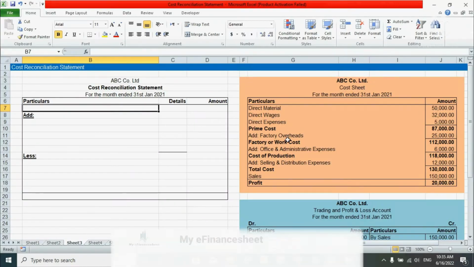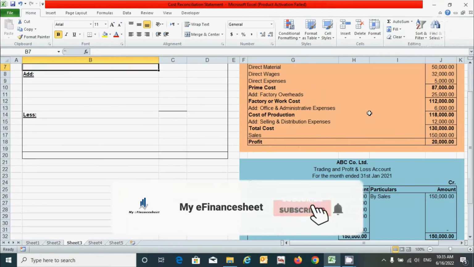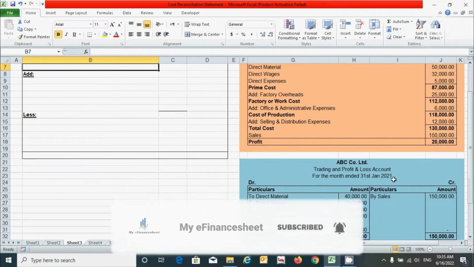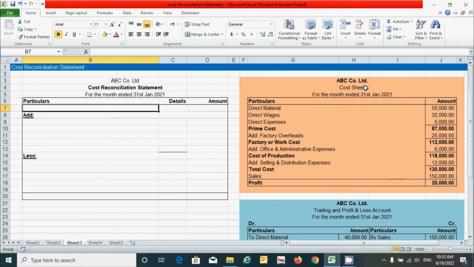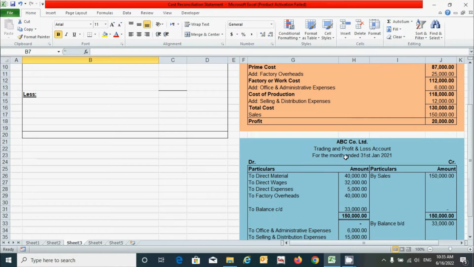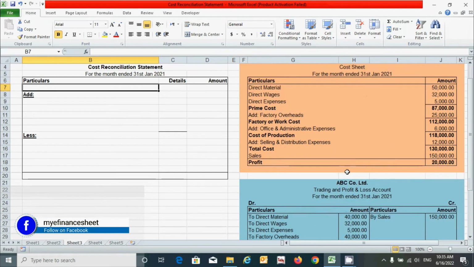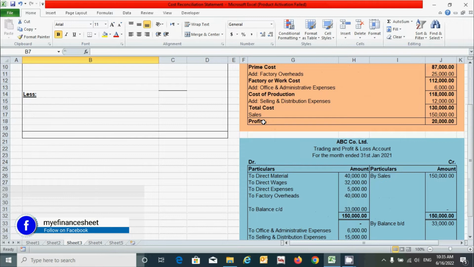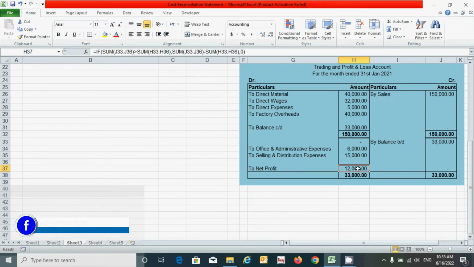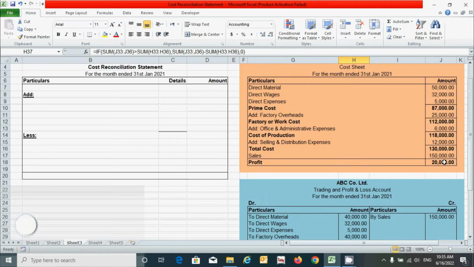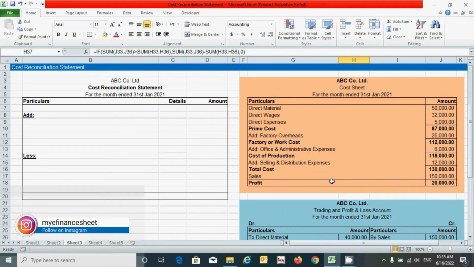Here we have 2 statements, the cost sheet and the trading and profit and loss account. The cost sheet is also known as the statement of cost, and the trading and profit and loss account is also known simply as the income statement or profit and loss account. Under these 2 statements we have a profit or net profit. You can see this one. This is the closing balance of both statements.